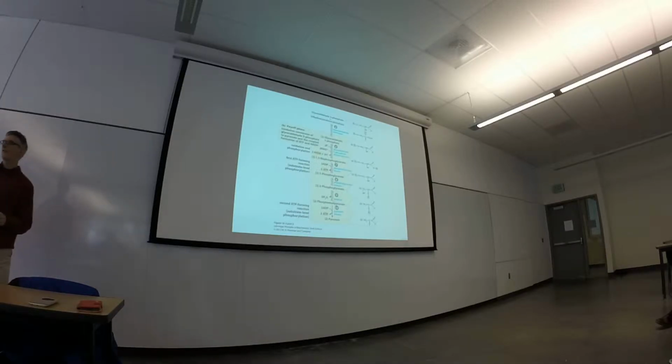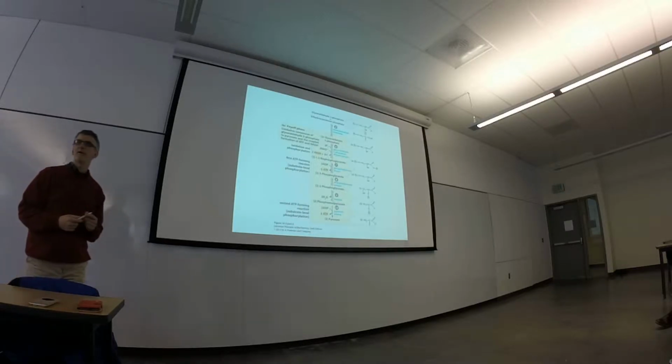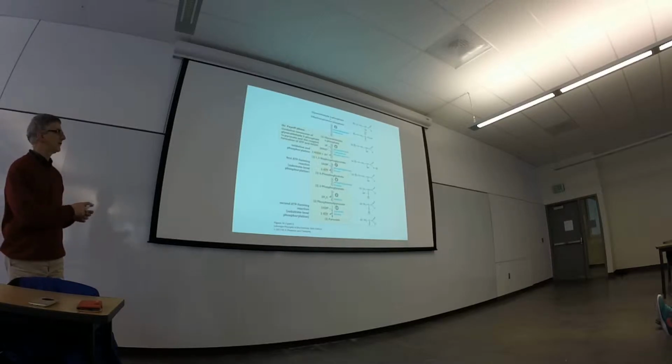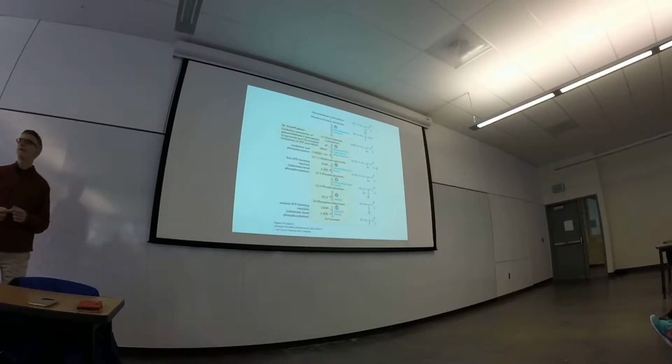So those 2 NADHs alone will generate more ATP, or can generate more ATP, depending on the cell type, than the net of 2 that are made on the enzyme, 4 minus the 2 invested in the first part.